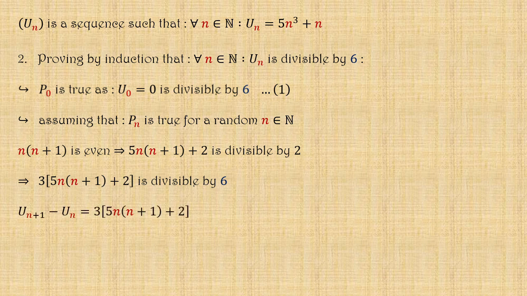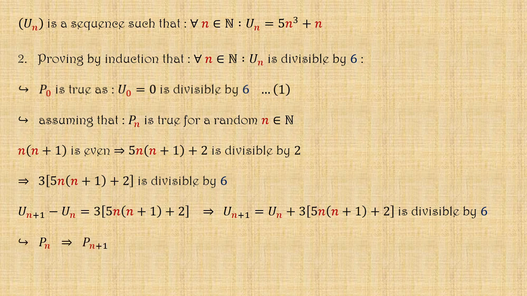And as we found in the first question that the difference between the terms u_(n+1) and u_n equals 3 times (5 times n(n+1) plus 2), then the term u_(n+1) equals u_n plus 3 times (5 times n(n+1) plus 2), which is divisible by 6, as our term u_n is divisible by 6, by assumption. So we have proved that the property P_(n+1) is true, assuming that the property P_n is true. We will mark this as assertion 2.